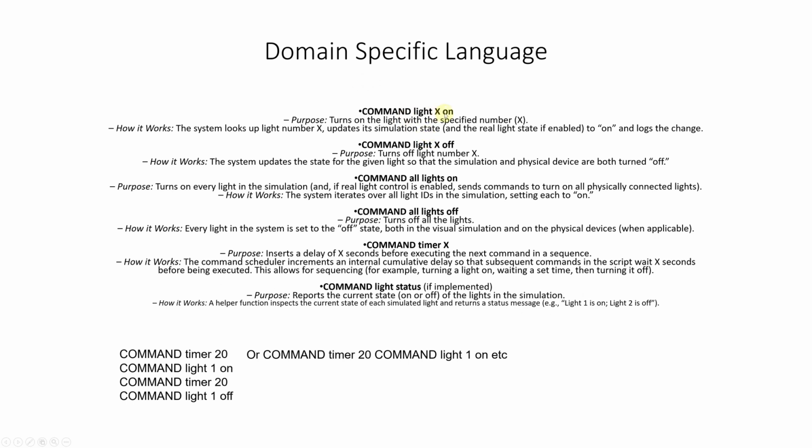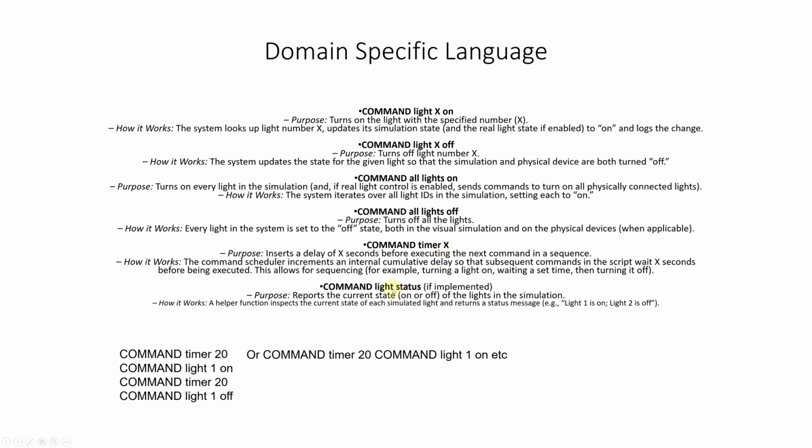Command light X on. So command light one on would turn light one on. Command light X off. Command all lights on. I've only got 4 lights. I mean, you might not want to turn every light on in a building on, of course. Command timer X. So you can set command timer 10, for example, will be a 10-second timer, or 3,600 if you want, an hour, whatever.